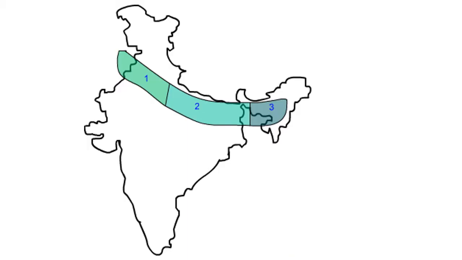Now students, this northern plain is broadly divided into three sections: the Punjab plain, the Ganga plain and the Brahmaputra plain.